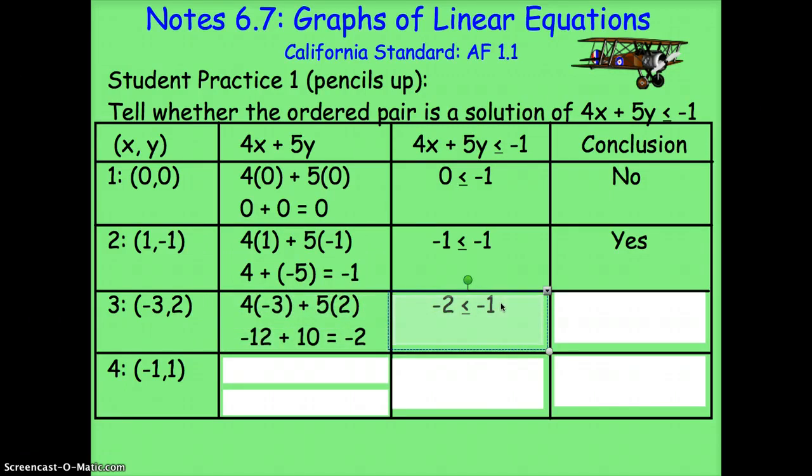We end up with negative 2 is less than or equal to negative 1. And that is true because, as we know, our negatives are backwards. So negative 2 is actually smaller than negative 1.